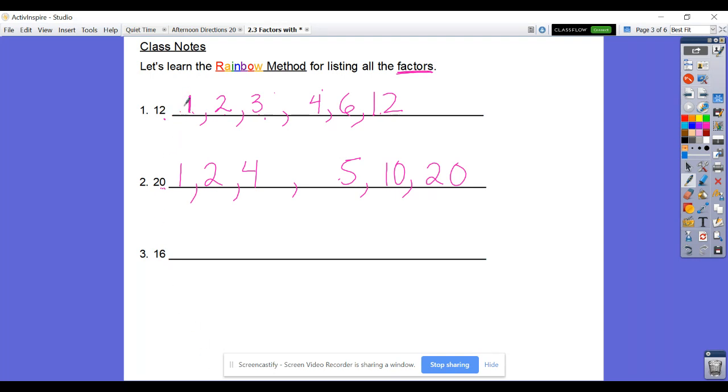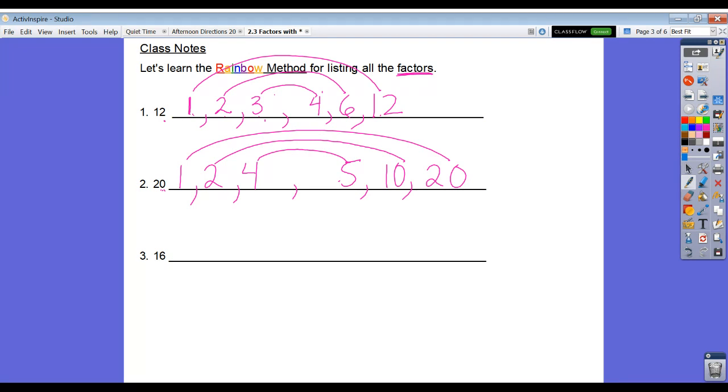Oh, and I almost forgot to tell you why it's called the rainbow method. How could I forget? It's called the rainbow method because if you join your factor pairs, what does that look like to you? Beautiful rainbow. Let's do that for our factor pairs in 22. On your notes, you might even want to color these in.